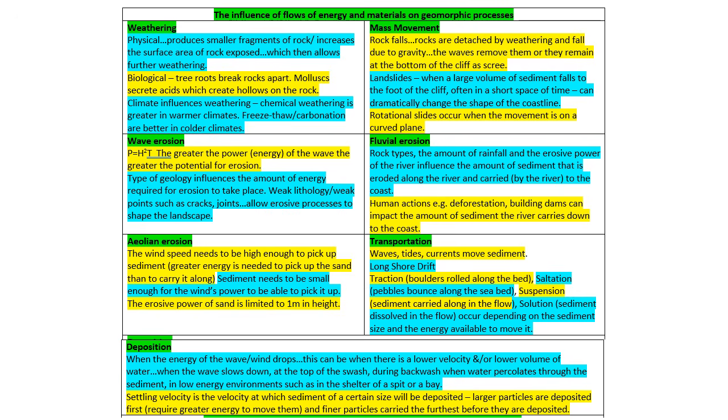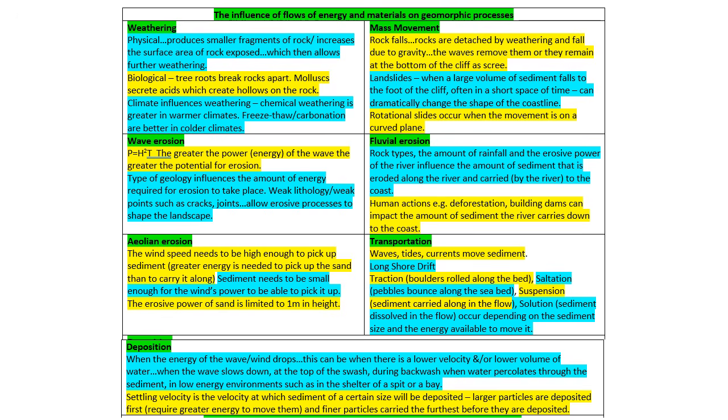So it depends on the size of the sediment and the amount of energy available, how much movement there will be. And deposition happens when the energy drops and the water is no longer able to keep that particle picked up, and it will drop it.